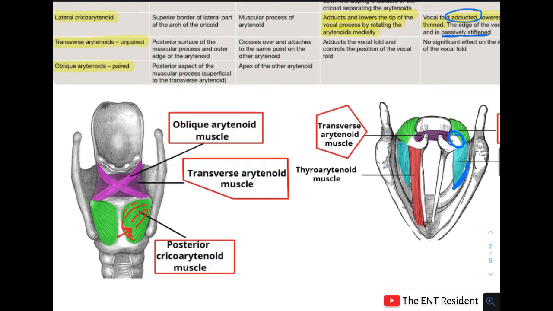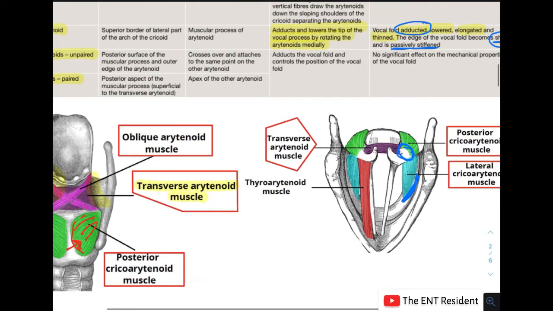What happens, as you can see over here, this is the transverse arytenoid muscle, the one in purple color. As you can see, it takes its origin from one side of the arytenoid. It crosses over the midline and attaches onto the same point on the other arytenoid, as you can see over here. So, it is one unpaired muscle.